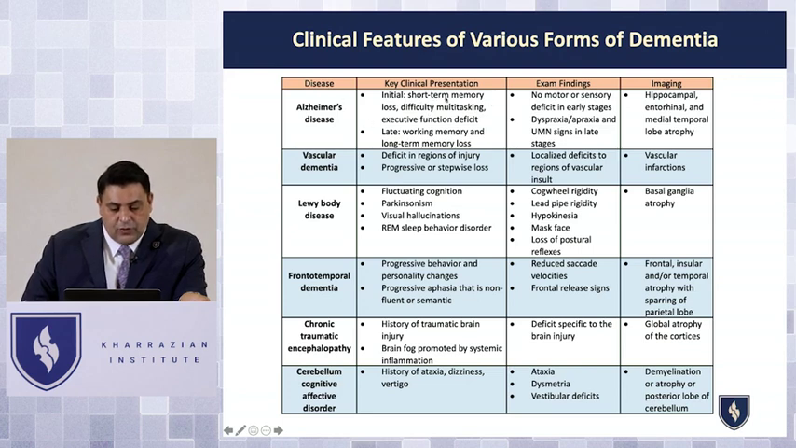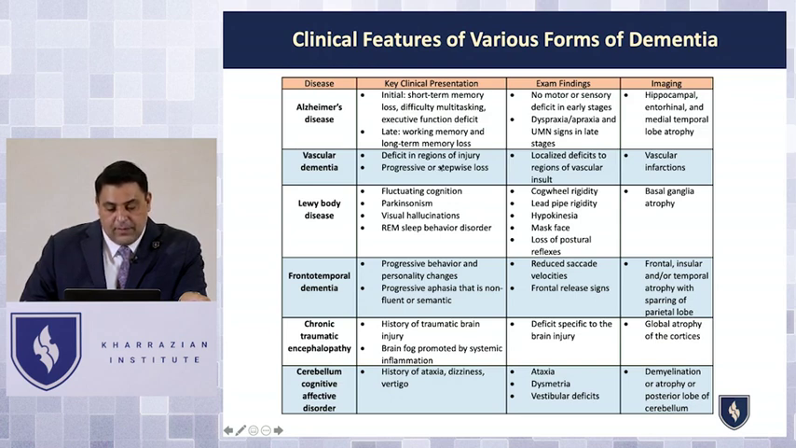Alzheimer's disease, initially short-term memory. They just can't remember new things like where they put their keys, phone numbers, names of people they just met. Those are the things that happen initially. And as they progress, they start to get their working memory or frontal lobes involved and long-term memory loss.